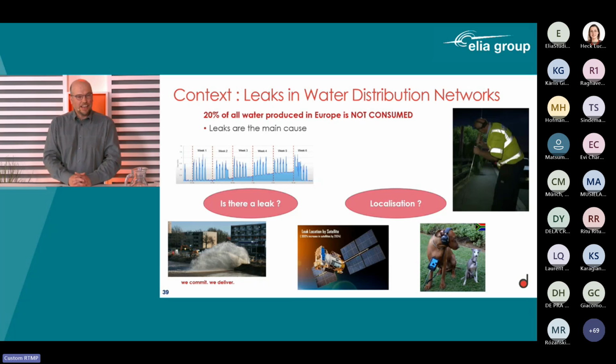Now imagine how much money goes into producing water, cleaning it, and distributing it, and then you just let it leak. That's a pity. So the first thing is: is there a leak inside a part of the network? That is something that we can solve with AI and with data science. We did that already many years ago. But where is the leak?